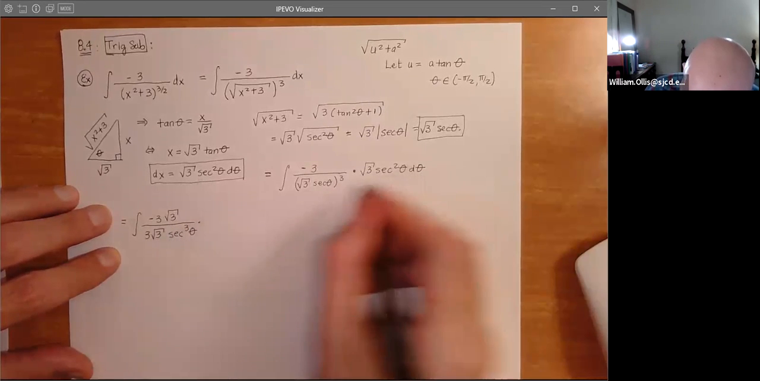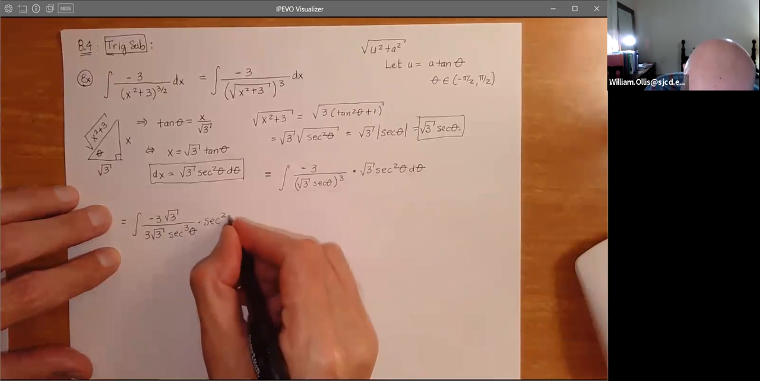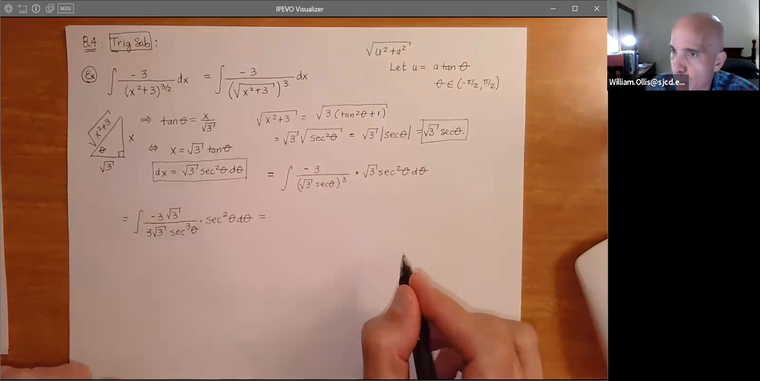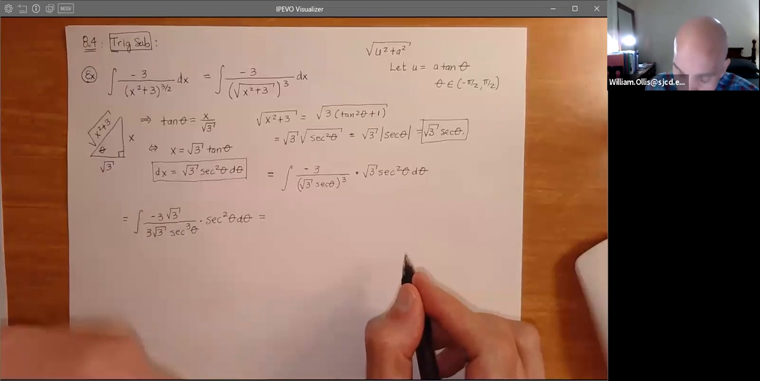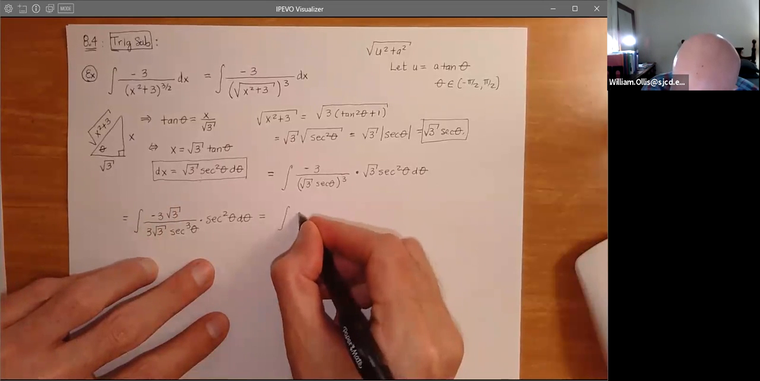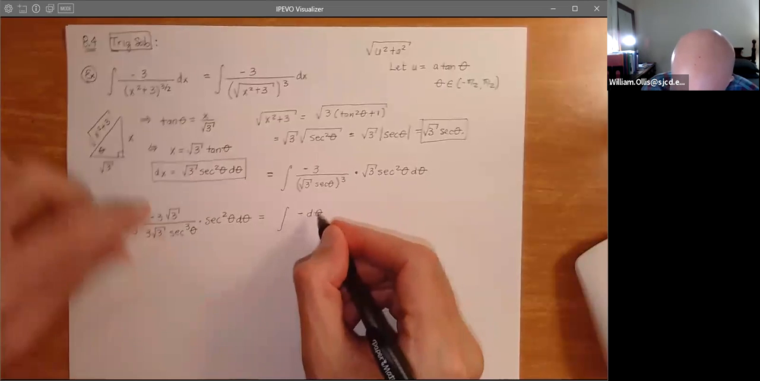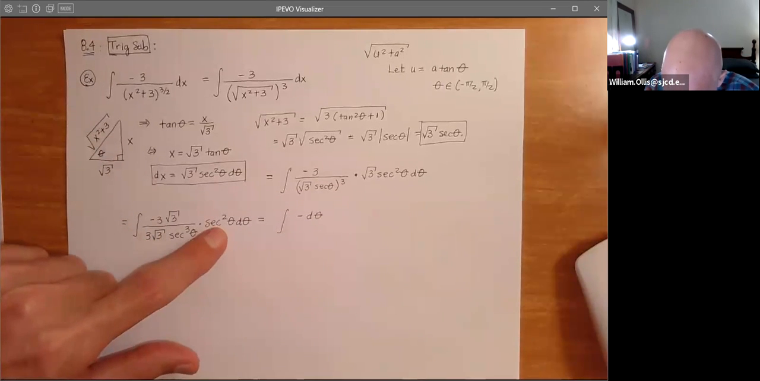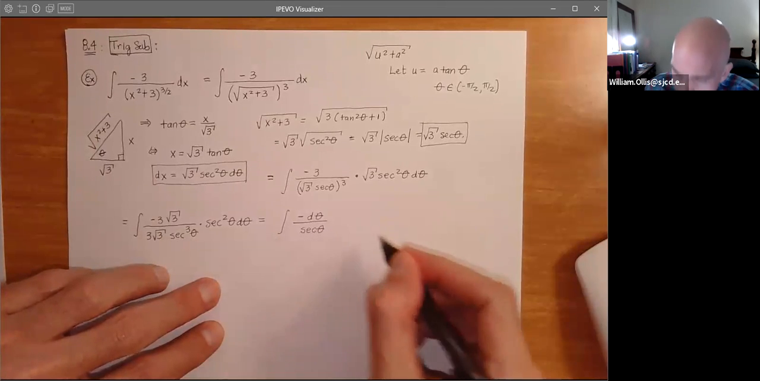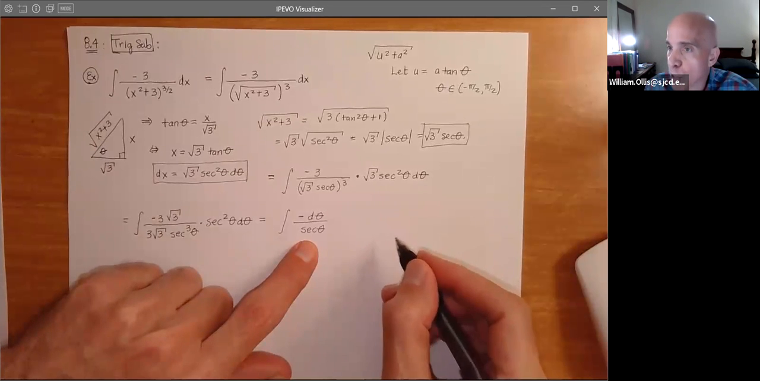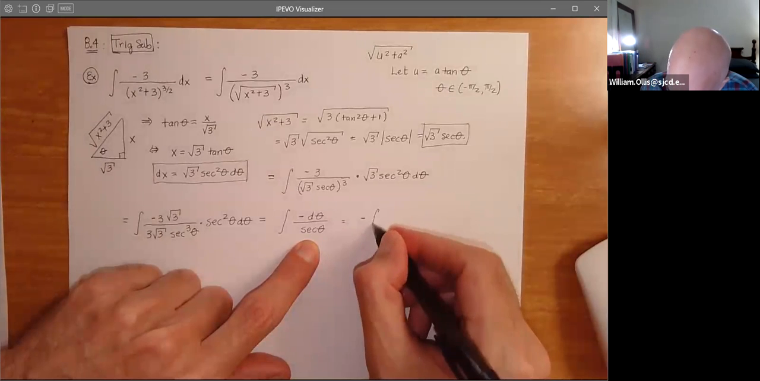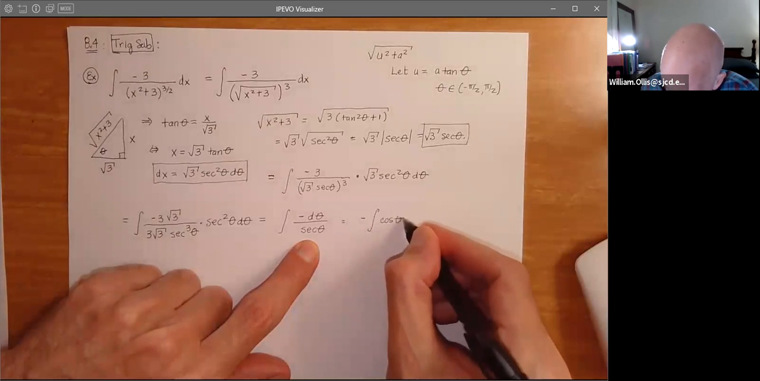And then, of course, we're left with the secant squared theta d theta. Now, not all the integrals are going to turn out so simple, but there will certainly be integrals that you can do. And so now notice the 3 root 3's absorb. We're left with the negative, so we have a negative d theta. And then the 2 copies of the secant absorb, leaving us 1 copy of the secant. So we're thinking, well, that's nice. But of course, the reciprocal of secant is cosine. So we get the negative of the integral of cosine theta d theta.